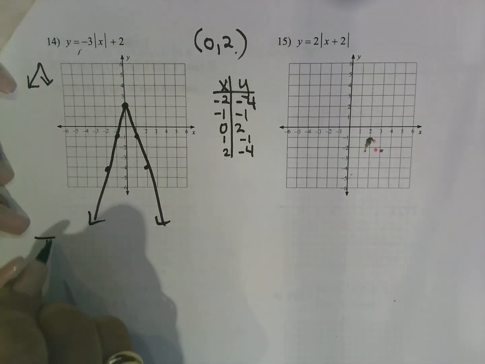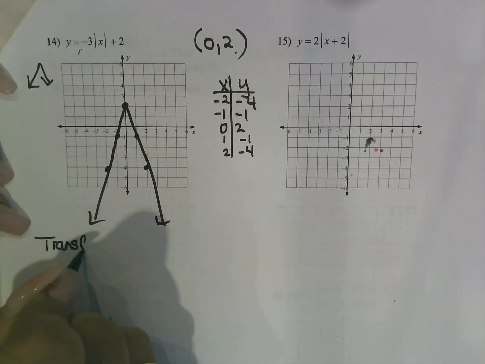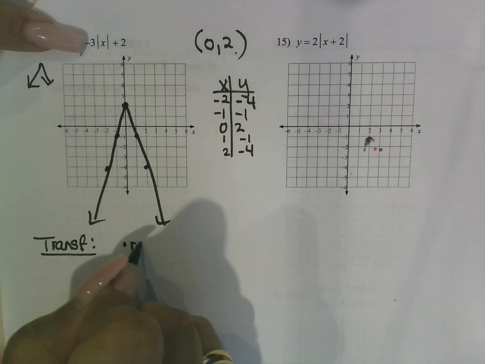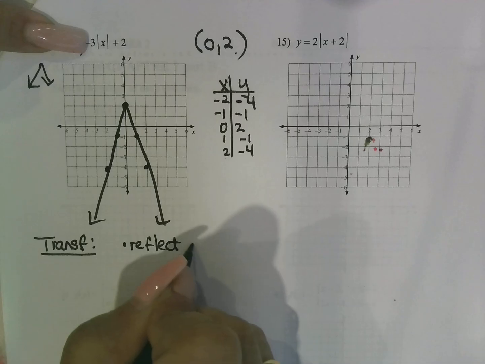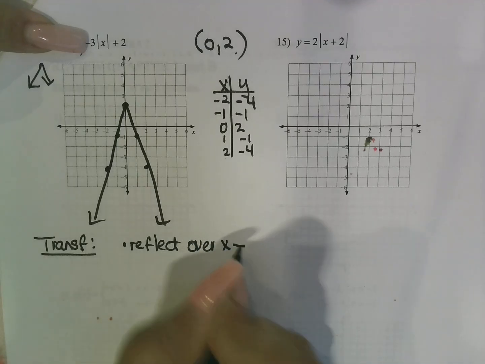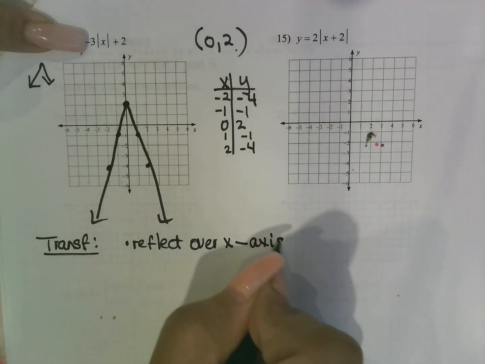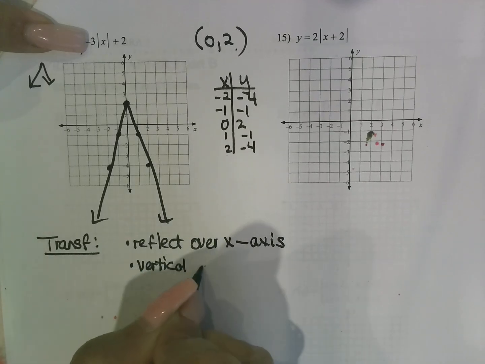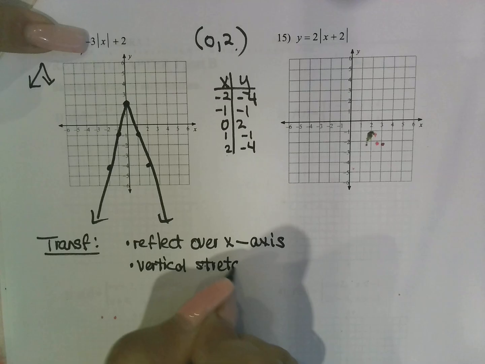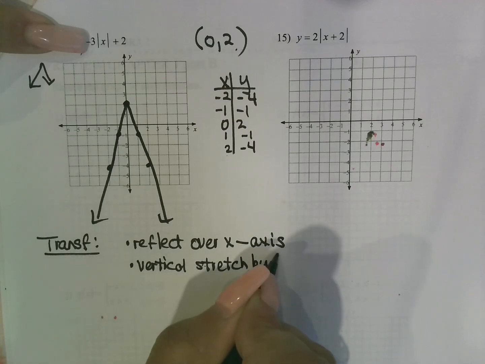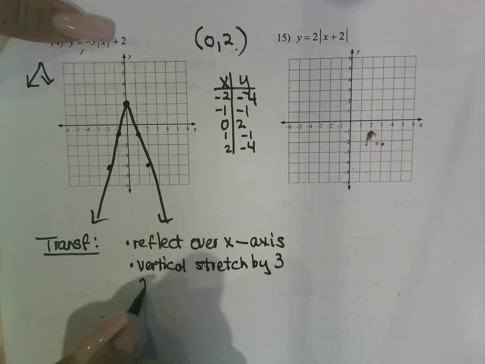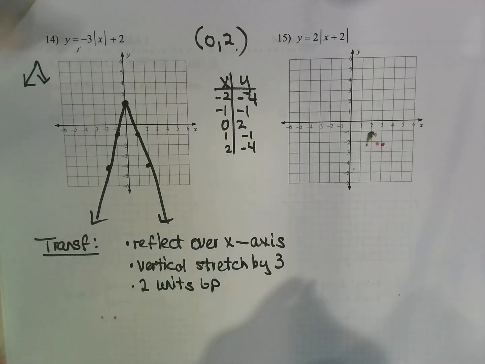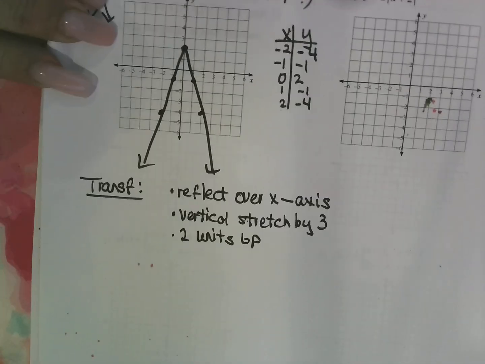All right, transformations. Here we do have 3 transformations. We have reflection over x-axis, that's the minus sign. We have vertical stretch by 3, and we have 2 units up. Okay?